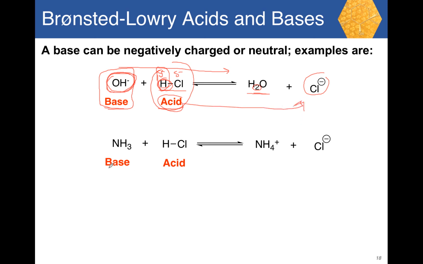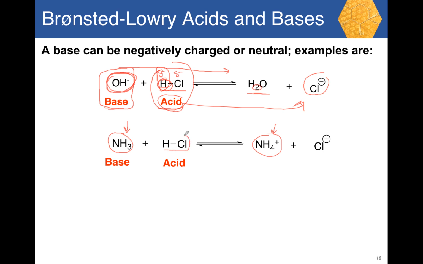Same here. Ammonia is a reactant. It gains a hydrogen to become NH4, the conjugate acid. Therefore, this is a base, and this is the conjugate acid.